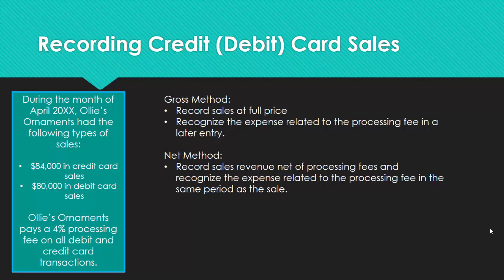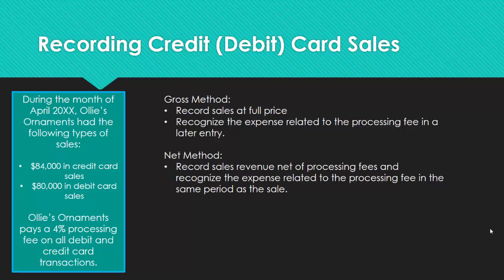Let's take, for example, Ollie's Ornaments. Ollie's Ornaments had the following during April 20XX. They had $84,000 in credit card sales and $80,000 in debit card sales. They have to pay a 4% processing fee on all debit and credit card transactions. So those numbers are raw sales, but Ollie's Ornaments is going to have to pay 4% of each one of those numbers to the respective companies that issued these cards to our customers.